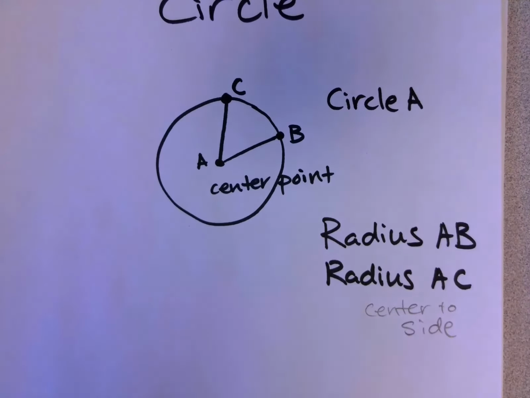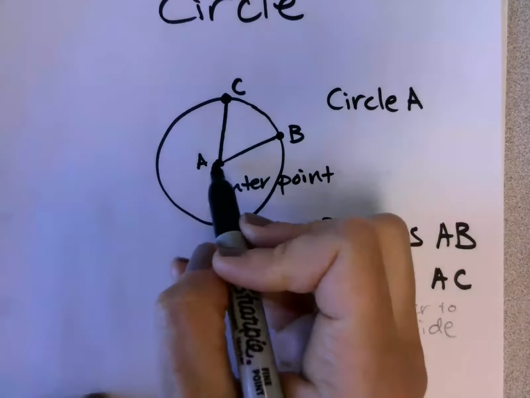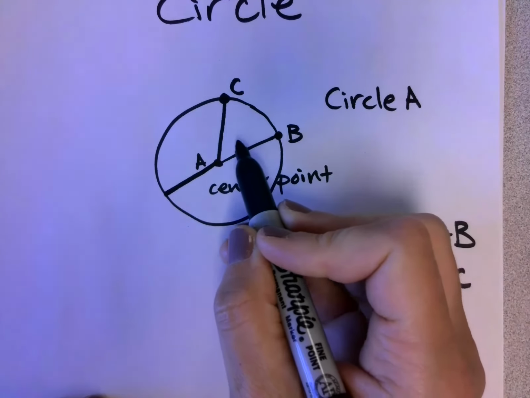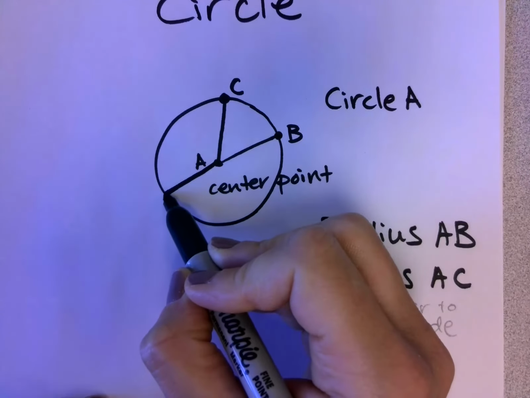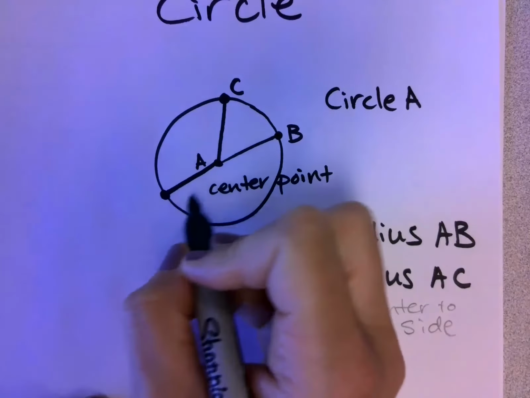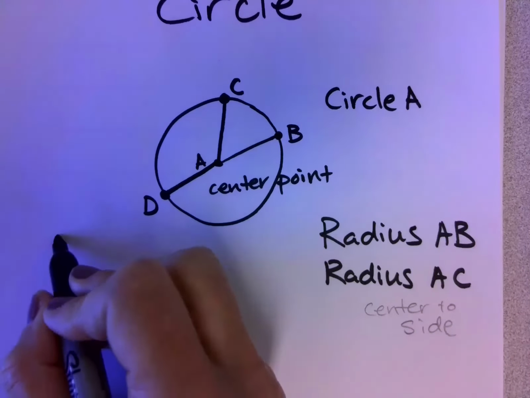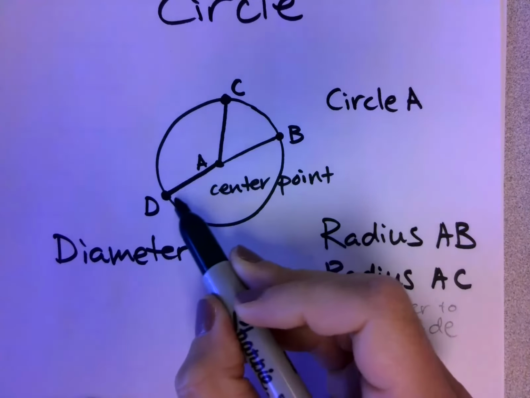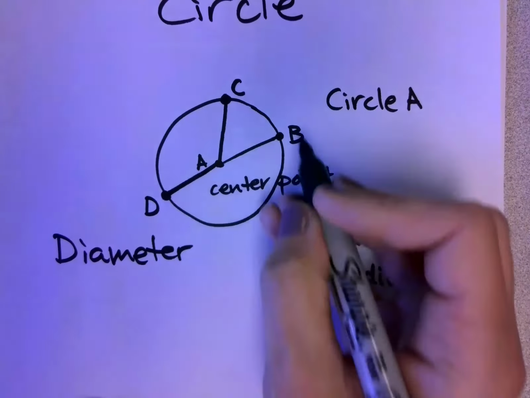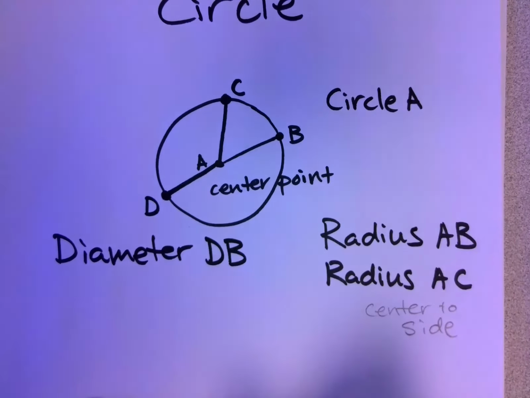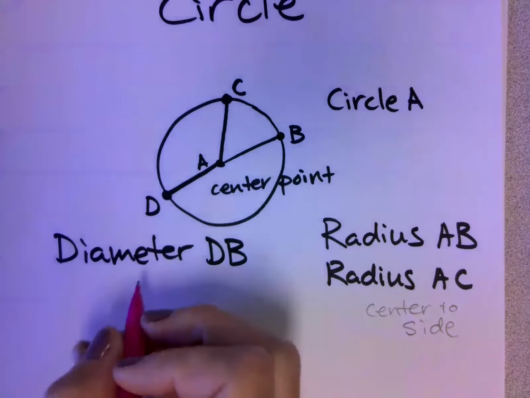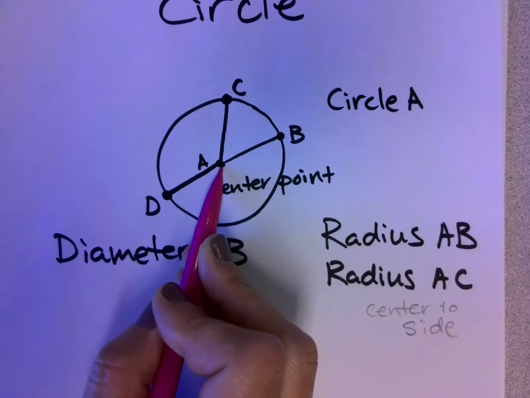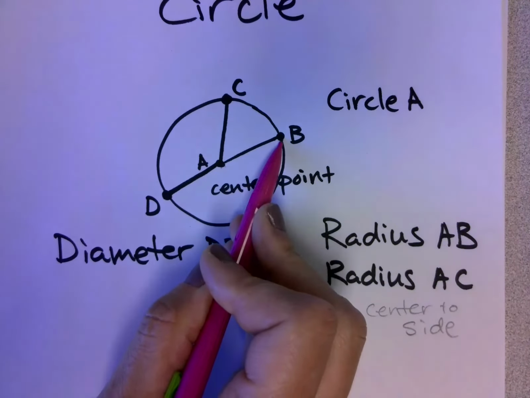Now, the other element we have in a circle is called a diameter. A diameter goes from one side of the circle through the center point and out to the other side of the circle. I'll label this one D. So a diameter here in this case would be DB. We have no other diameters here because none of them go from one side straight through the center point to the other side of the circle.